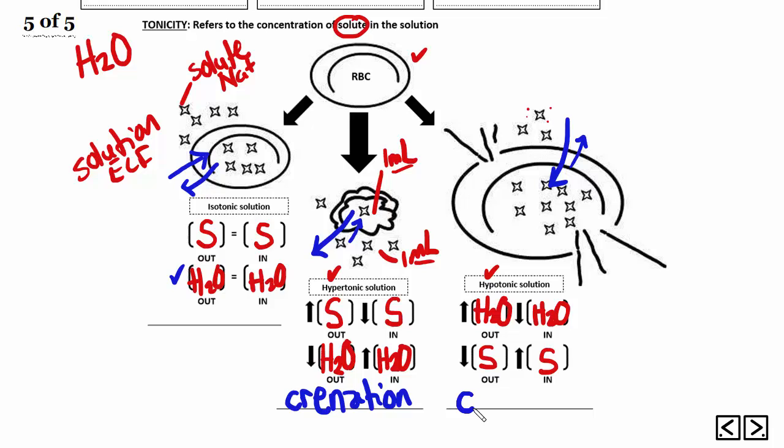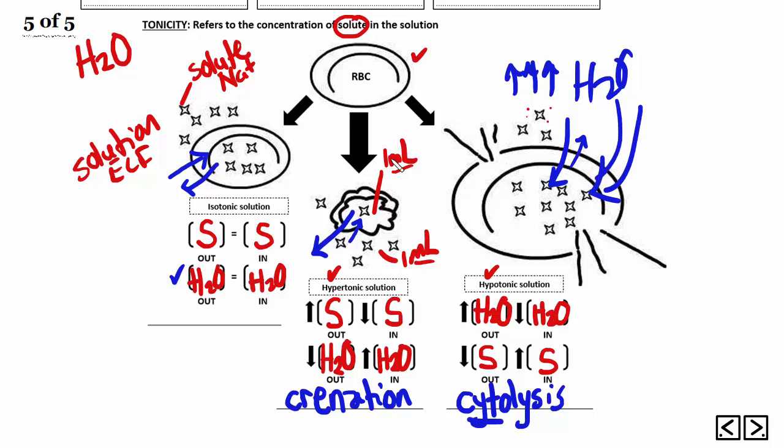This leads to cell death, and this is called cytolysis. Cytolysis, the splitting of the cell, the breaking of the cell. And again, this is not a good scenario for the red blood cell. So if you had tons of water out here, like you drank and drank tons and tons of water, water's going to start flooding in. This could cause your cells to swell and burst. So that's not good. Too much water is not good.